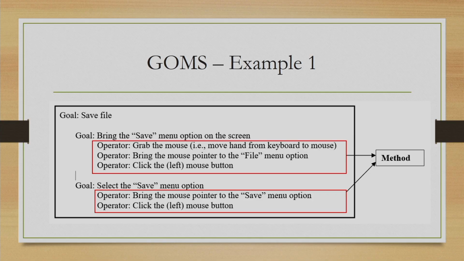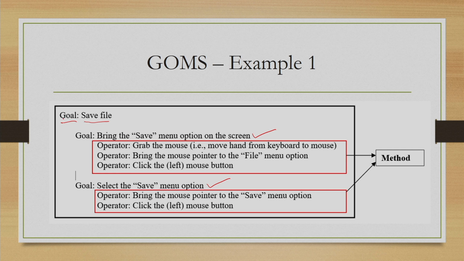Now, in order to do that, we can actually come up with a CMN-GOMS model of the file save interaction task as shown here. This is the syntax of the model. Typically this syntax is used to represent the model. First, we start with the top level goal, that is save file. Now, in order to achieve this goal, we may have to achieve two sub goals. Bring the save menu option on the screen, this is one sub goal. The second sub goal is select the save menu option.